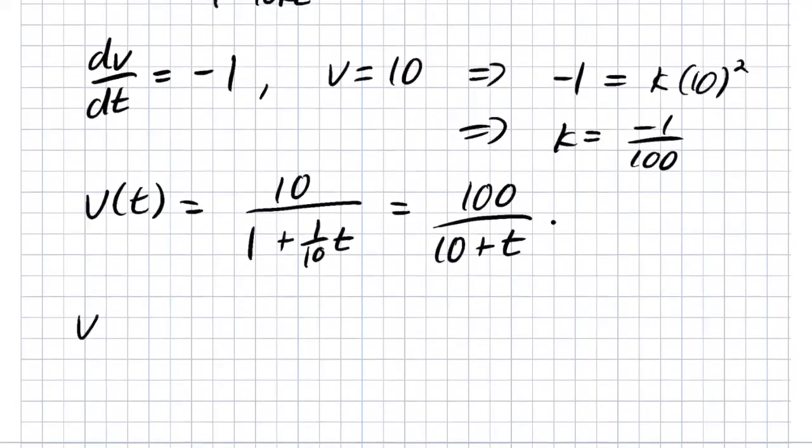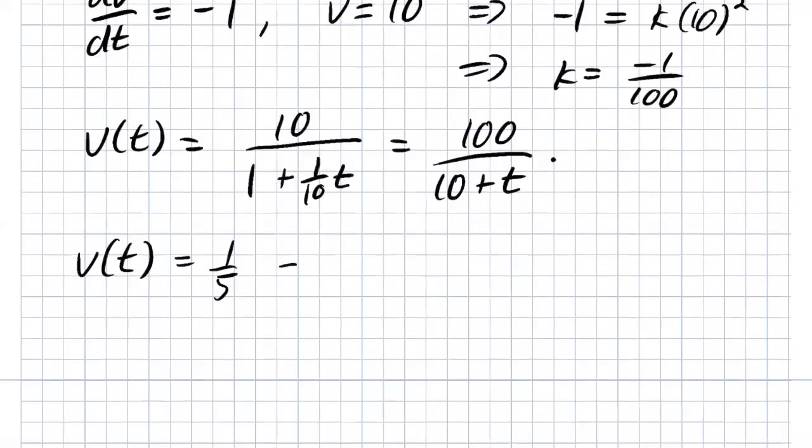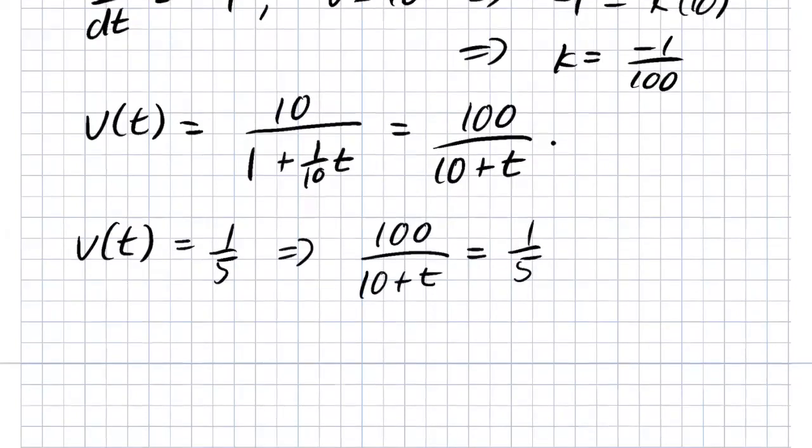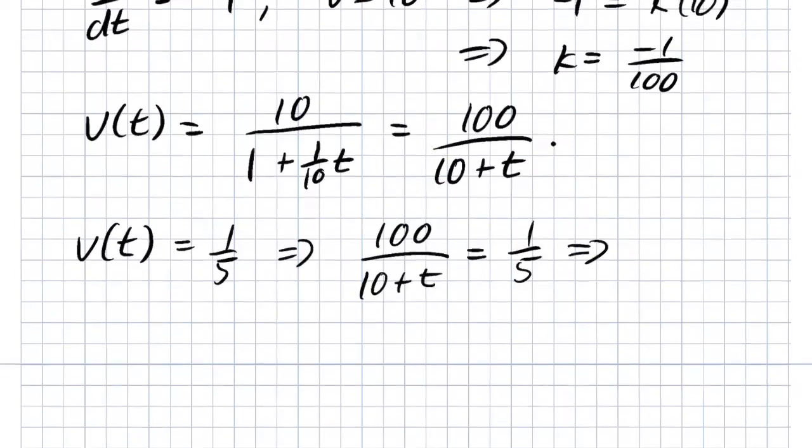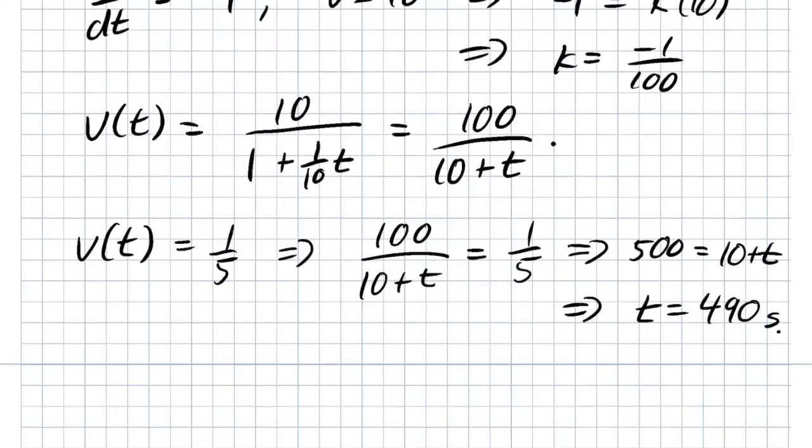And we want to figure out when is it equal to 1/5. So that will give us 100 over 10 plus t equals 1/5. So that's 500 is equal to 10 plus t. And so therefore t is equal to 490 seconds. And that is one of the answers. Perfect. And we're done.